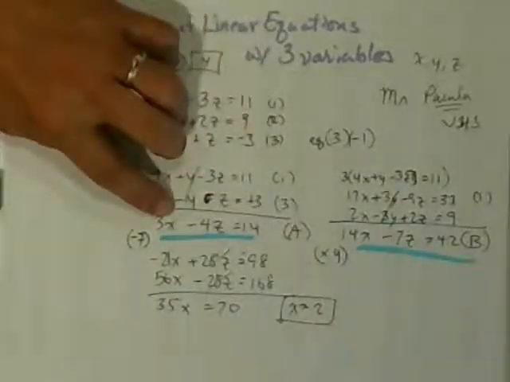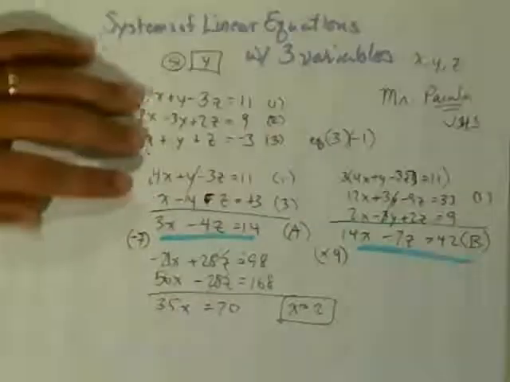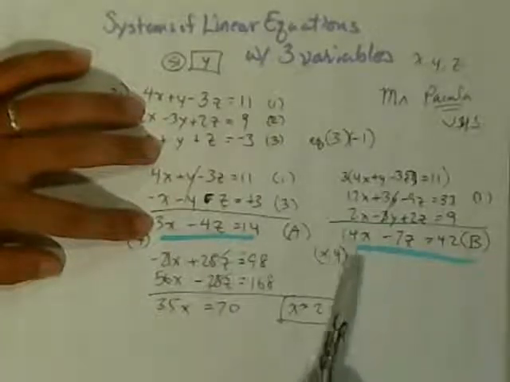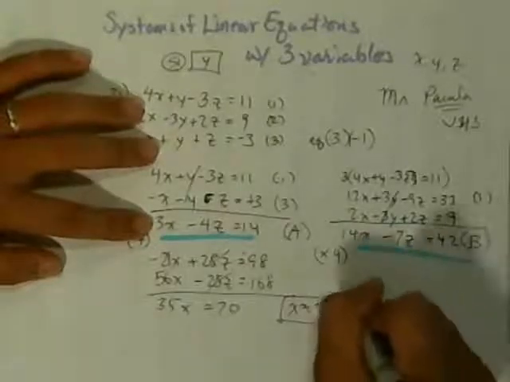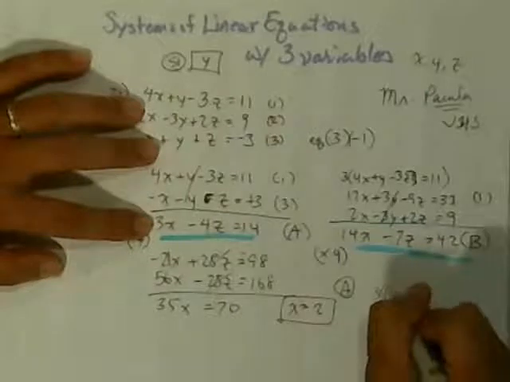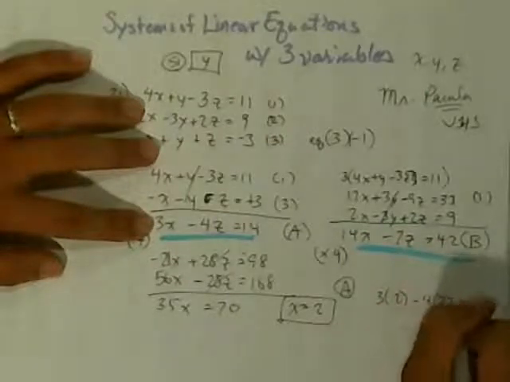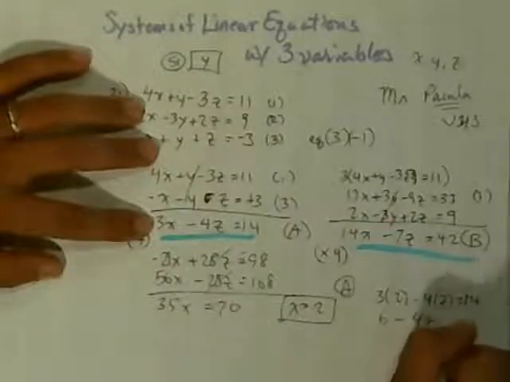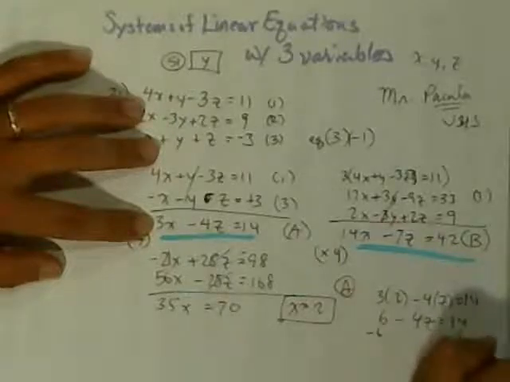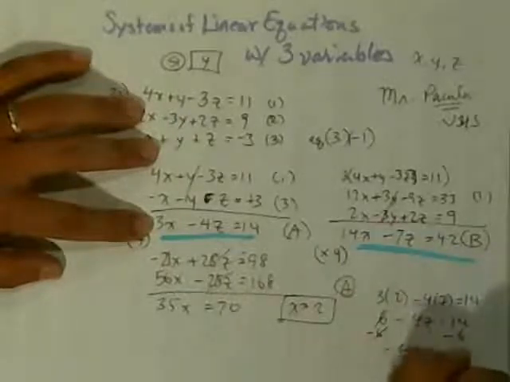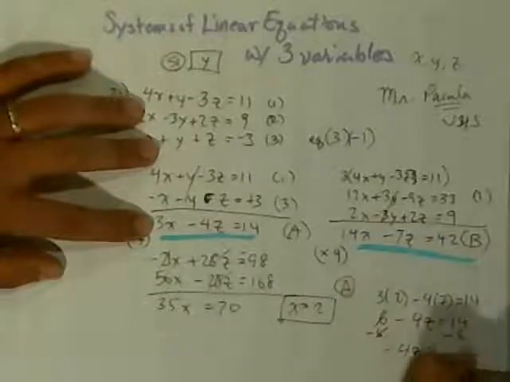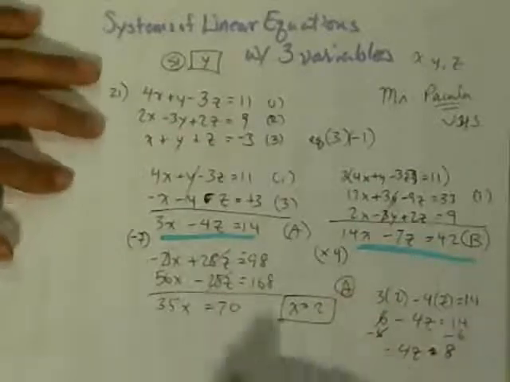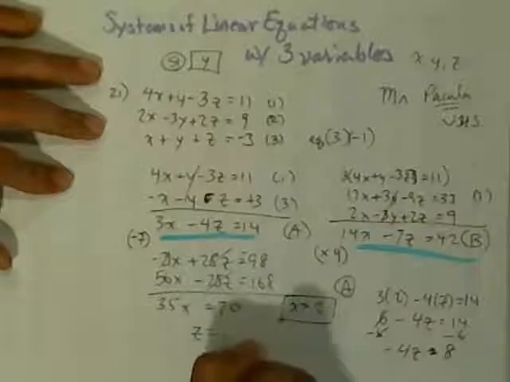Here it is. We can either plug into equation A or equation B now. I like this equation. It's a little bit easier than this one to work with. So 3 times equation A: 3 times 2 minus 4 times z is equal to positive 14. 6 minus 4z is equal to 14. Subtract 6 from both sides. Minus 4z is equal to 14 minus 6, which is equal to 8. And z happens to be negative 2.